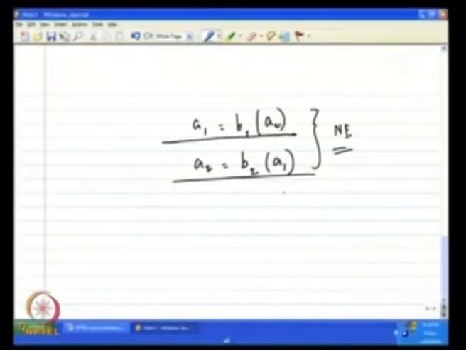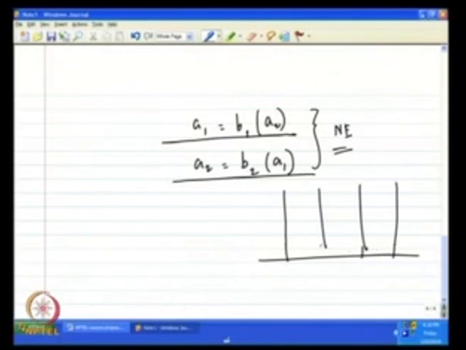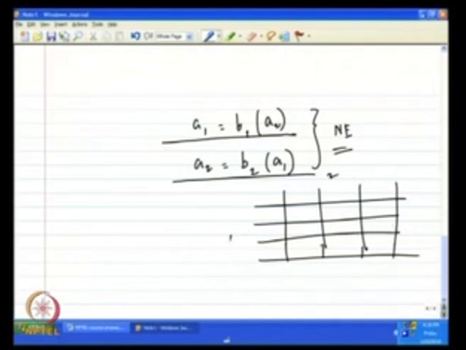So that is how it works. Before I tell you how to solve these problems in case of continuous variables, let us look at how this idea of best response functions can be used if we have discrete actions like we have been having so far. So take this game, and we shall try to see whether we can use the idea of best response functions to find out the Nash equilibrium.